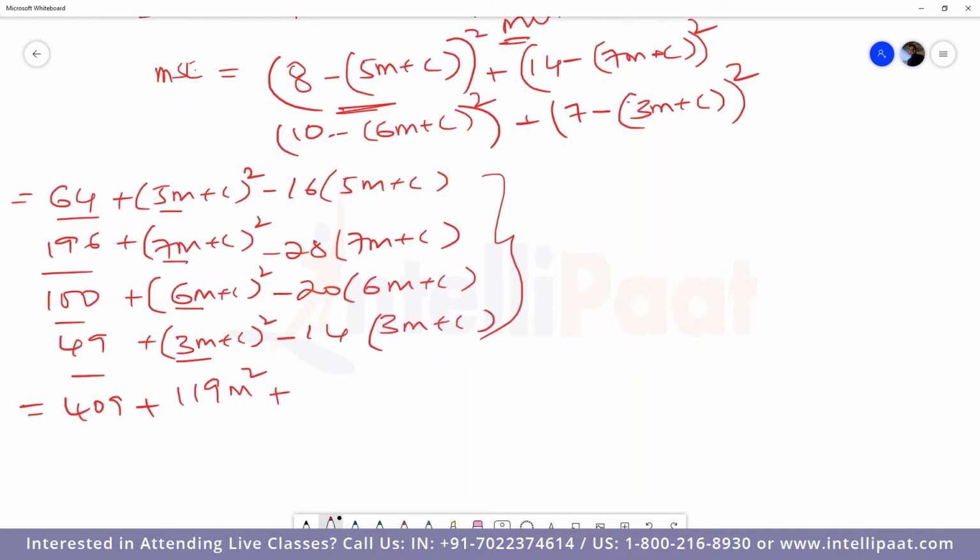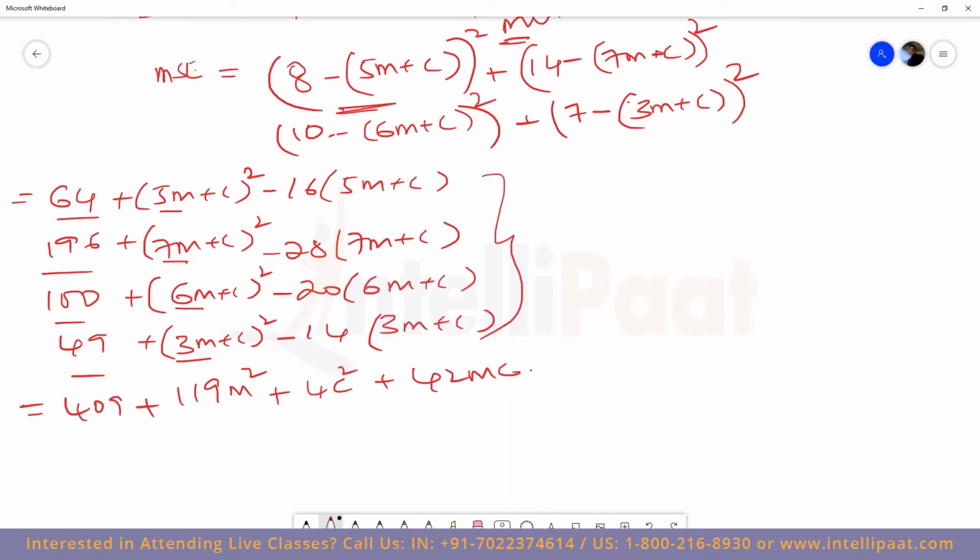119m square plus, if you look at c square, 1, 2, 3, 4, this is going to be 4c square straight away. And if you look at the MC terms, how many will be the MC terms over here? 5 2 is 10, 10 MC, 14 MC is 24 MC, 24 MC plus 12 MC is 36 MC, 36 MC plus 6 MC, 42 MC, spot on, perfect. So 42 MC, and you're going to get the M terms and the C terms quickly.